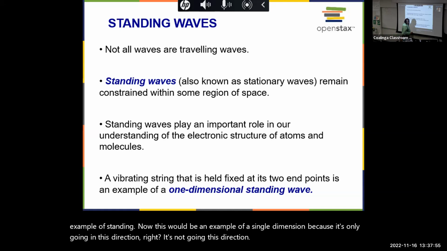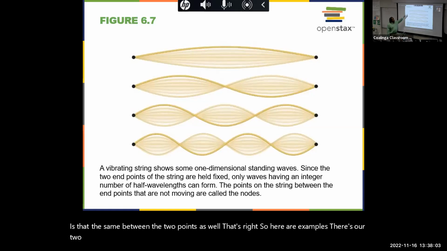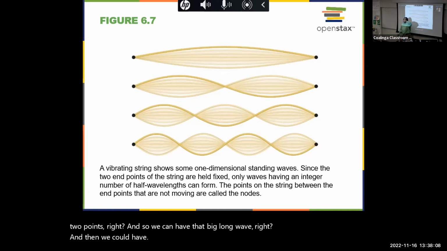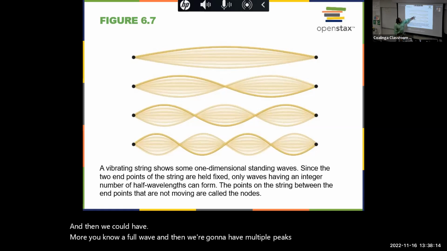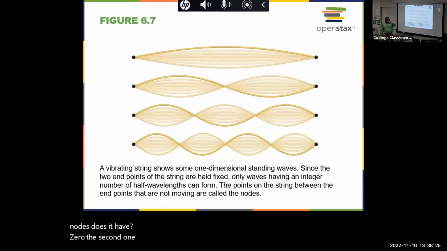Does that have to stay between the two points as well? That's right. So here are examples. Those are our two points, right? And so we can have that big long wave, right? And then we could have a full wave, and then we have more. The first one has none, the second one has 1, and the third one 2. The next one has 3. Yeah. Okay.